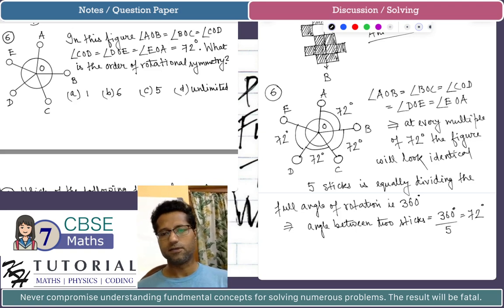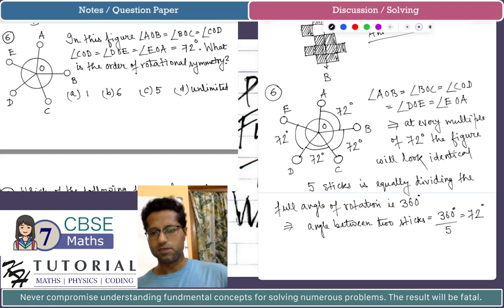Between 2 sticks, the angle is the same, that is 72 degrees, and this is coming from the fact that the entire 360 degrees is divided equally by the 5 sticks. So 360 degrees divided by 5 is 72 degrees. So if you see this kind of scenario, you should always remember that the order of rotational symmetry will be 5.